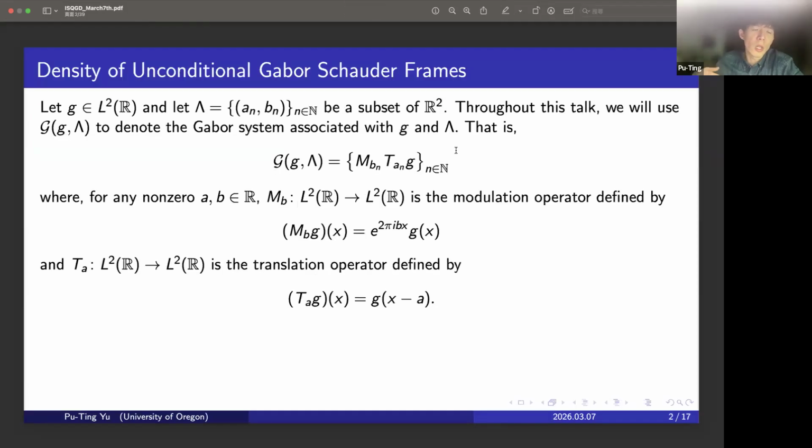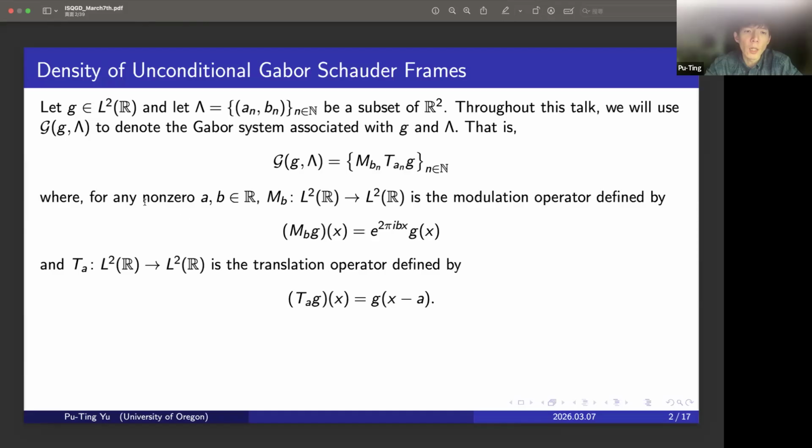Assume that g is a non-zero function in L2(R) and Λ is a countable subset of R². Then throughout this talk, we will use the notation G(g, Λ) to denote the Gabor system associated with g and Λ. What I mean by Gabor system is this sequence {M_b T_a g}.